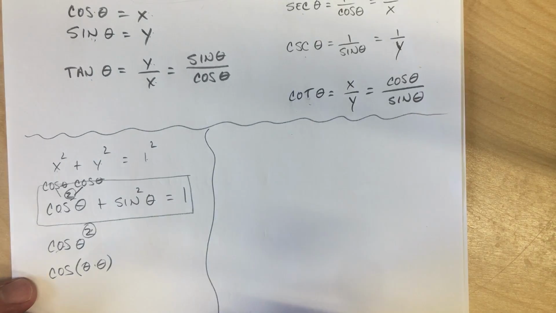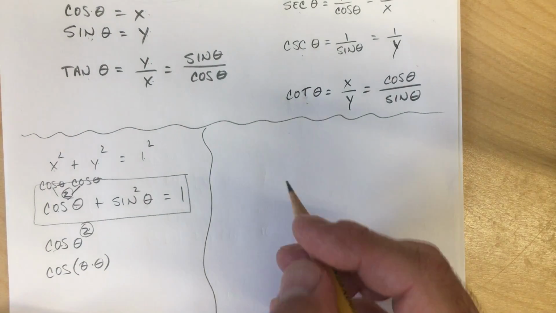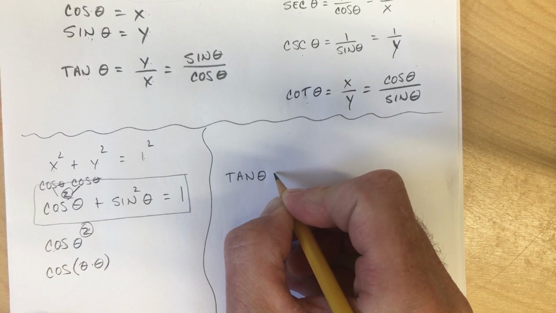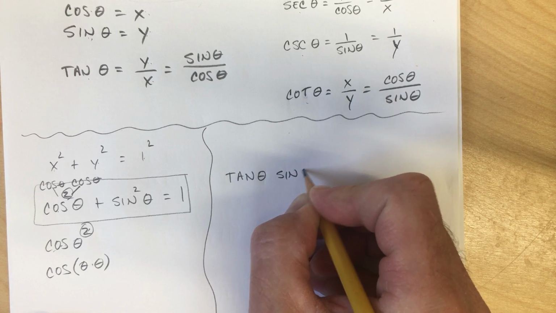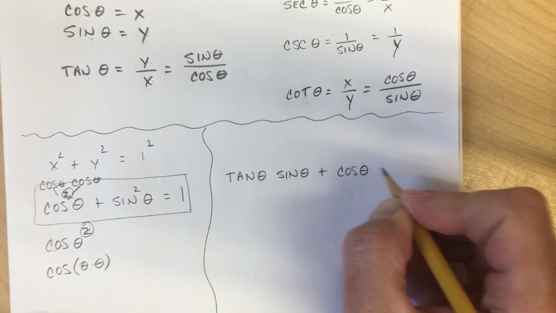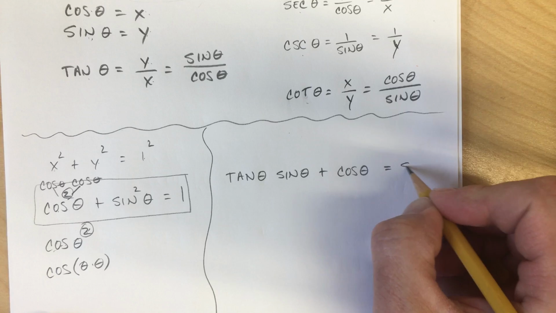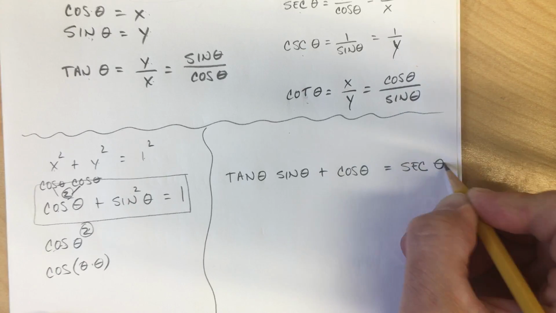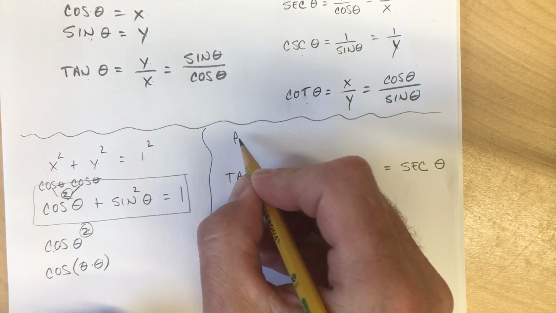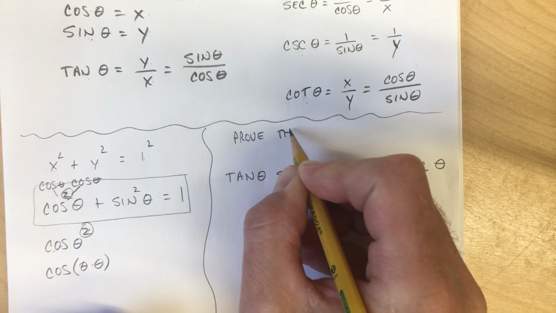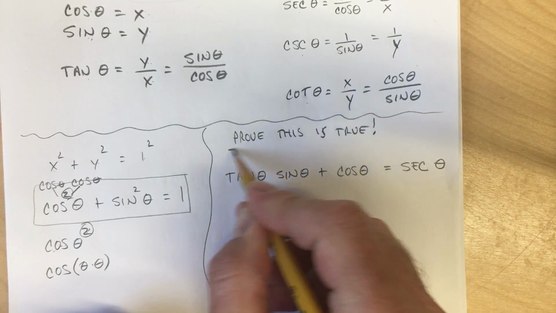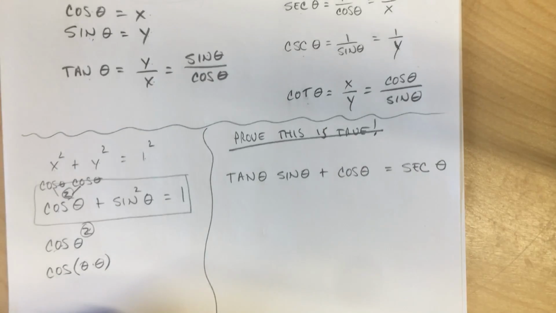All right, so let's do a more complicated problem, and here it is. Let's say that we have the tangent of an angle times the sine of an angle plus the cosine of an angle, and it says equal to secant of an angle. So what we want to do is we want to prove that this is true. Okay, we want to prove that this statement is true.